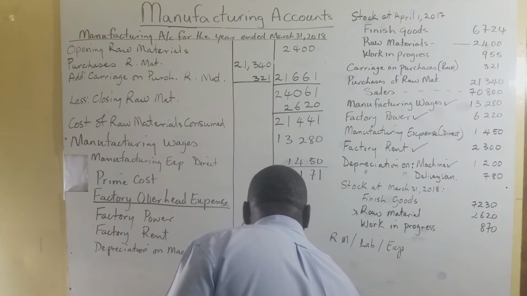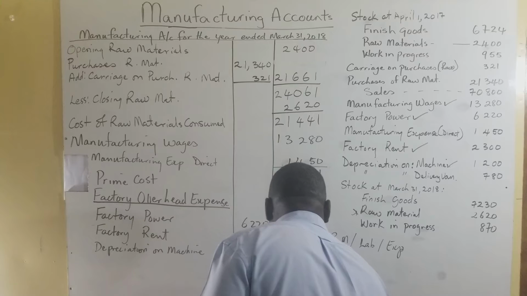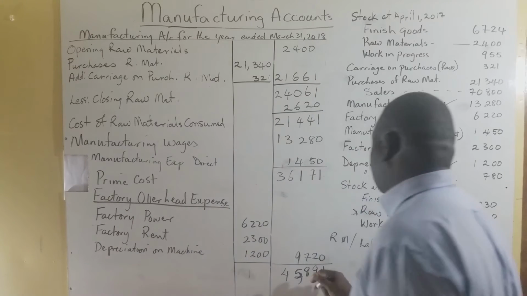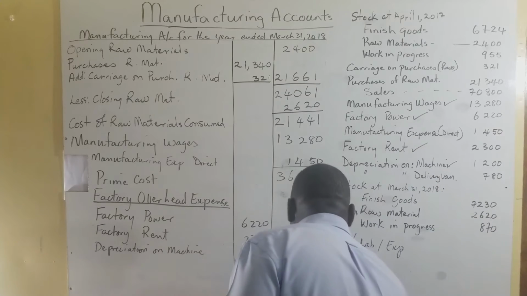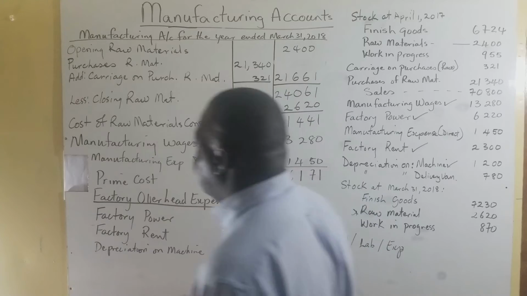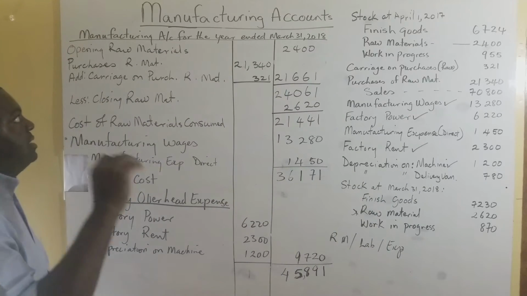Is going to be 4. So it is 45,000. 45,000. Yes? 891. Our final stage. So as I said, the manufacturing account had 3 stages.